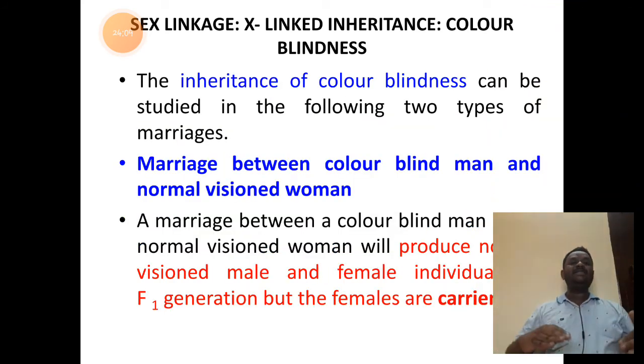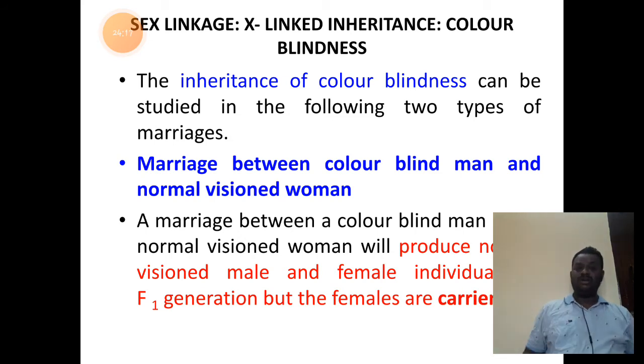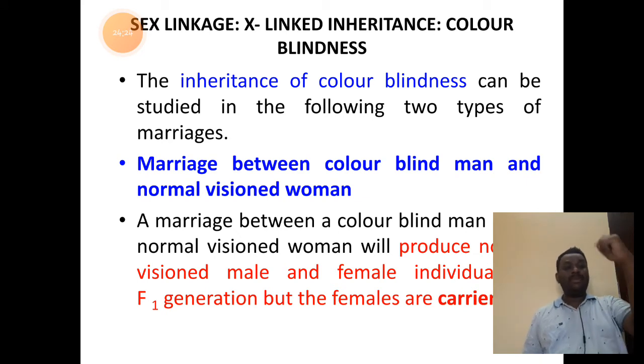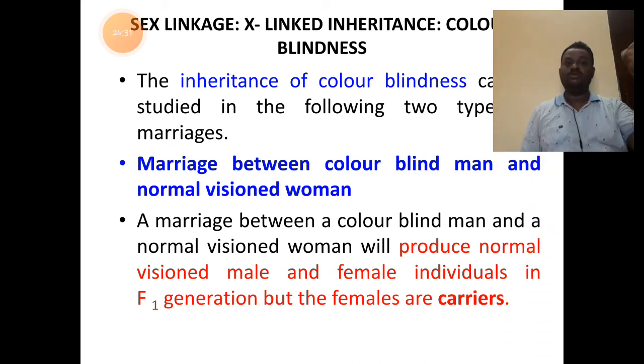So the inheritance pattern of color blindness. The first case is a marriage between a colorblind man and a normal visioned woman. In women of normal vision, we have the X chromosome with capital C on them, that is, the dominant gene is present. In the case of the colorblind man, we have small c on their X chromosome. Remember, the affected individual is a male here. Such parents are involved in a cross mating. They produce individuals of normal vision in the F1 generation.